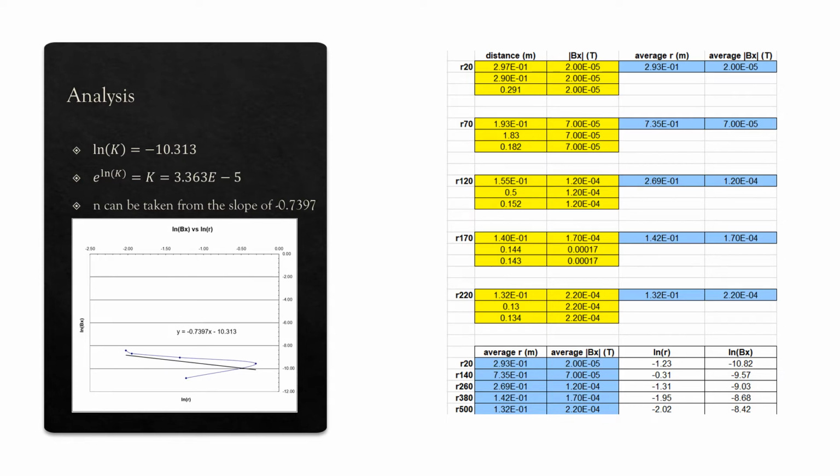Those averaged distances and magnetic fields were taken the natural log of to be linearized. With this linearized plot, we can determine the value of k, which is obtained by taking e to the power of the natural log of k. And we got the value of 3.363 times 10 to the negative 5. N can also be obtained, and it is the slope of the graph, which is negative 0.7397.